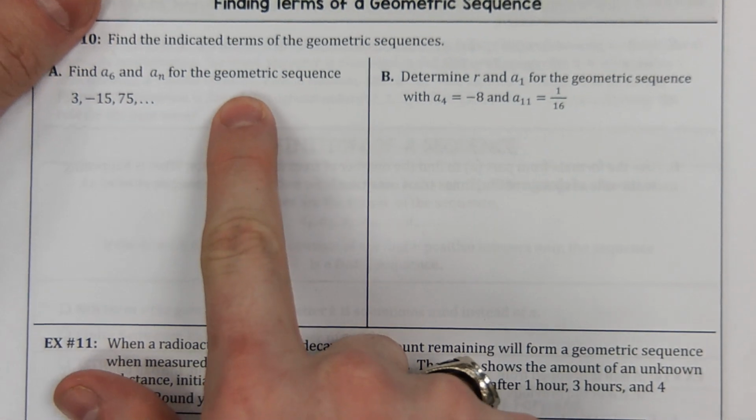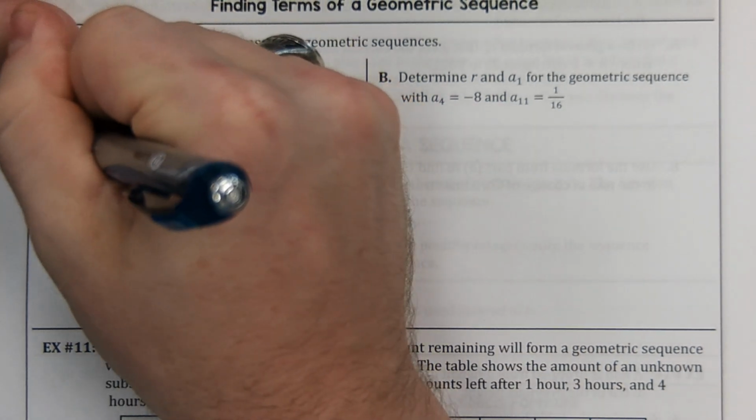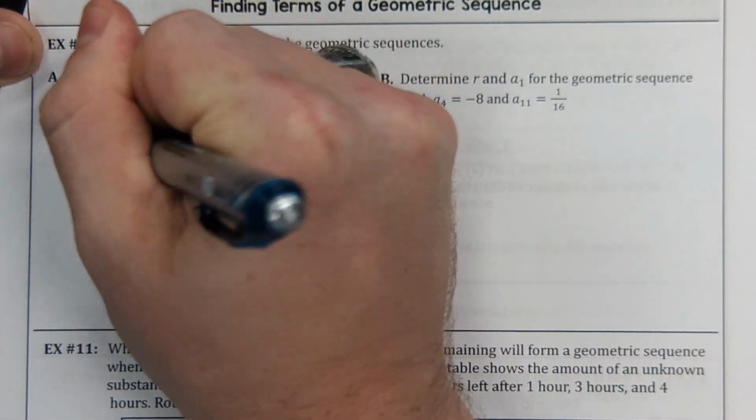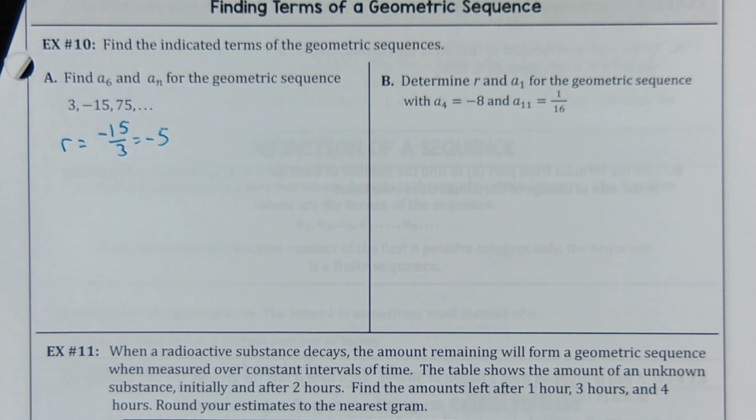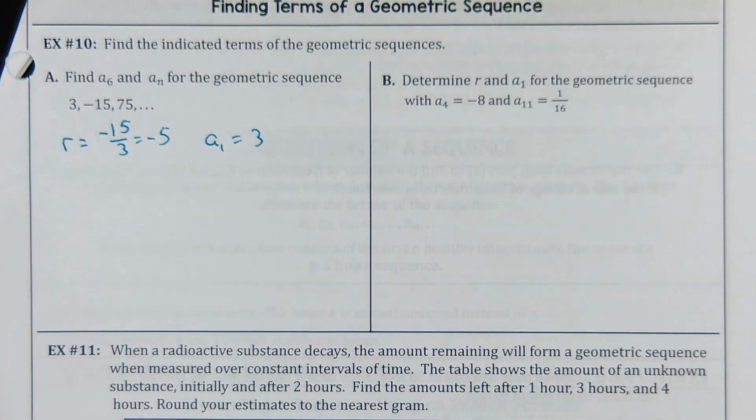You are told that this is a geometric sequence. That means there's a common ratio. Well, should be pretty easy to find since there's a list of terms here. The common ratio is any term divided by the one before it. So I have a common ratio of 5, -5, excuse me. And I can see my first term is 3. So I'm going to find a sub n, and then I'll use that formula to find a sub 6.